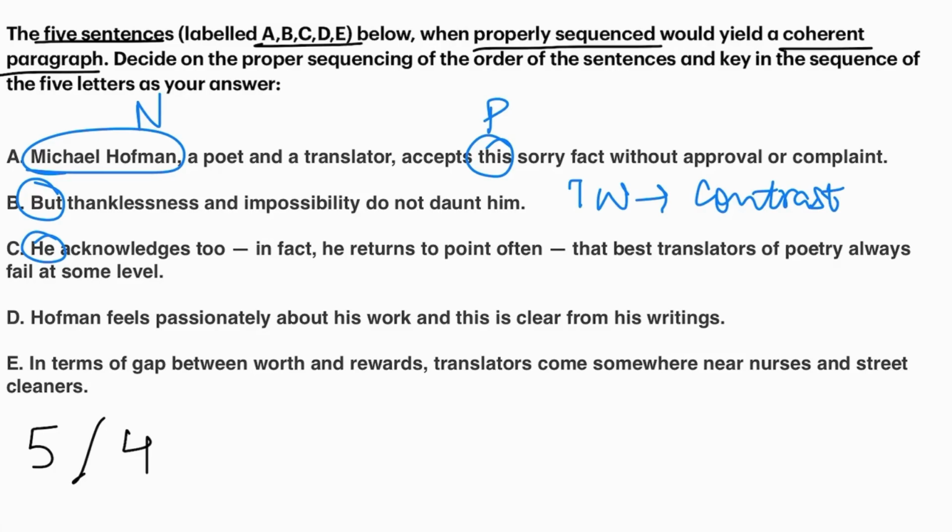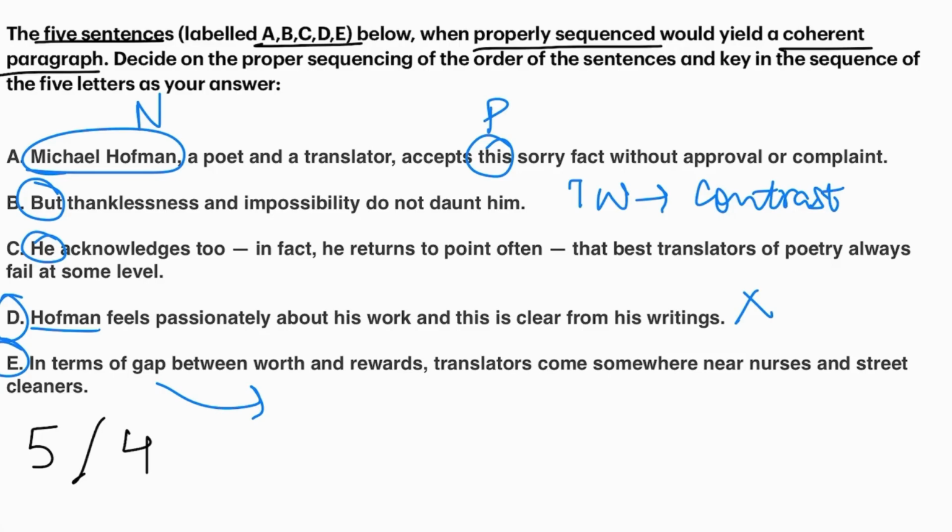because we cannot open a paragraph with uncertainty, right? Sentence D: Hoffman. Now we see that the name Michael Hoffman, which was given in sentence A, has been abbreviated and used as Hoffman, but not as Michael Hoffman in sentence D. That means this can also not open a paragraph. Sentence E: in terms of the gap between worth and rewards, translators come somewhere near nurses and street cleaners. Now, this sentence might open my paragraph. Why is that?